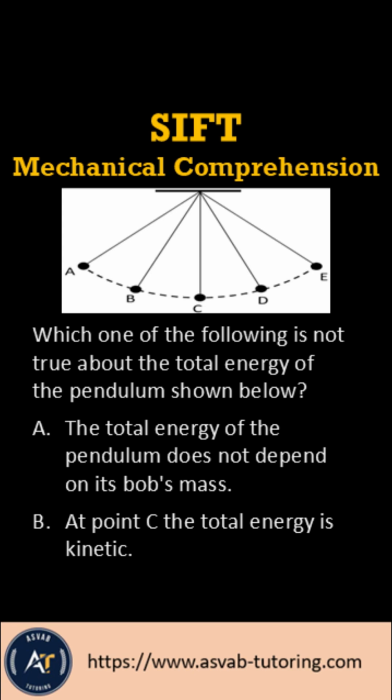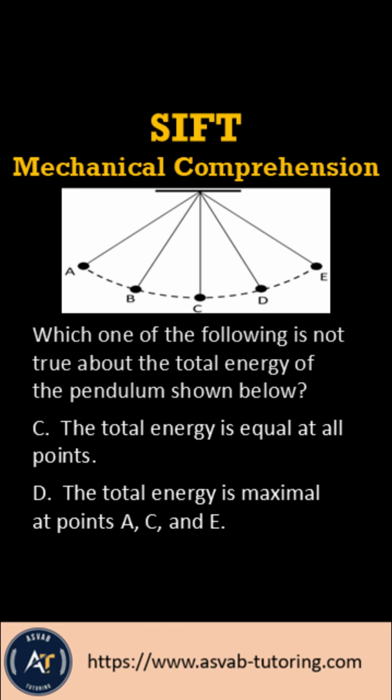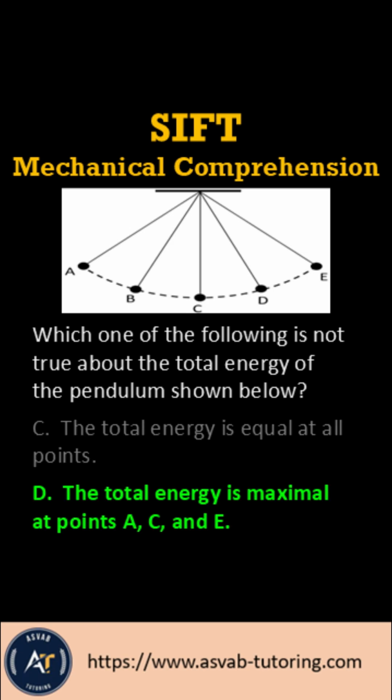Which one of the following is not true about the total energy of the pendulum shown below? A. The total energy of the pendulum does not depend on its bob's mass. B. At point C, the total energy is kinetic. C. The total energy is equal at all points. D. The total energy is maximal at points A, C, and E. The correct answer is D.